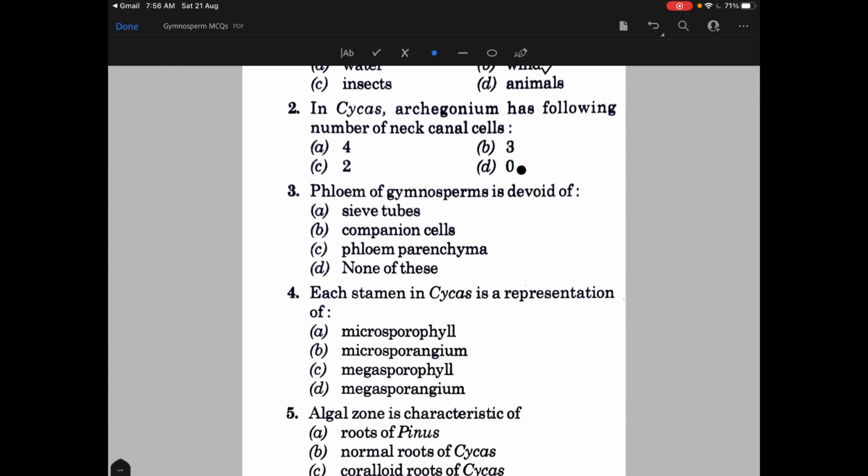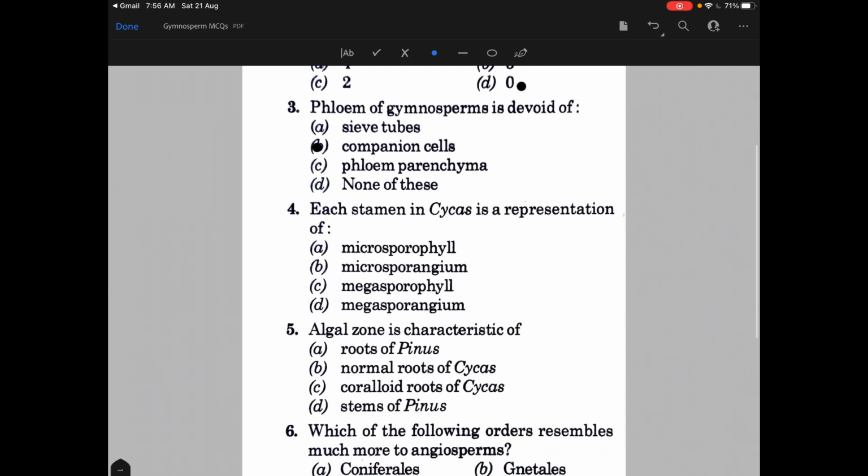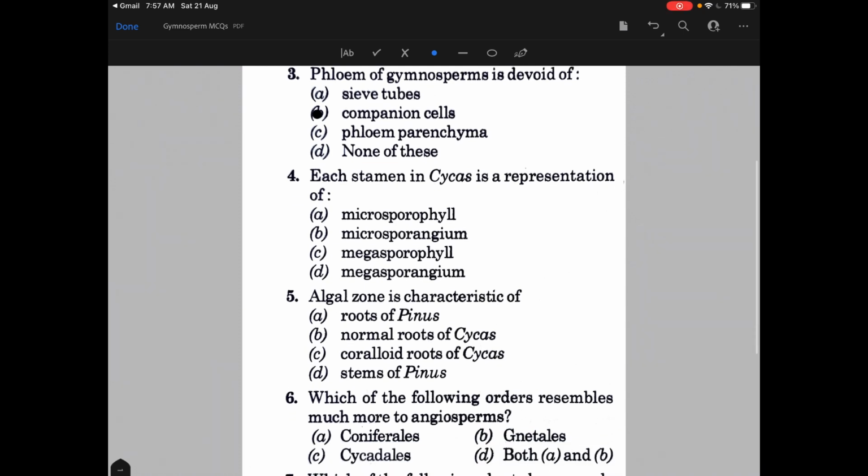Next, phloem of gymnosperms is devoid of dash, and the answer is B, that is companion cells. Next, each stamen in Cycas is a representation of dash. The answer is A, that is microsporophyll.